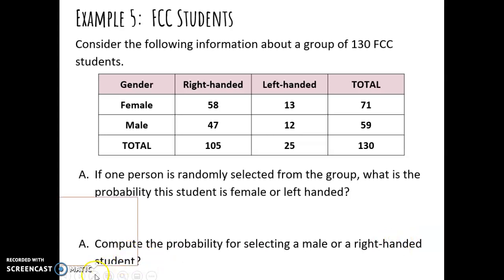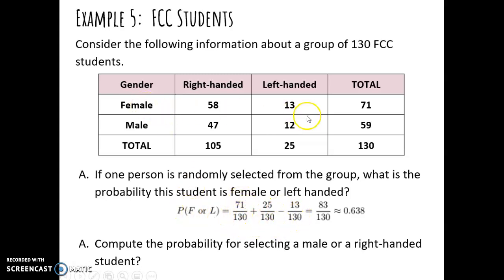One way to do this is to use the formula, which is to find the probability of a female, find the probability of a left-handed, add them together, and subtract the overlap. So let's see where we got these numbers from.